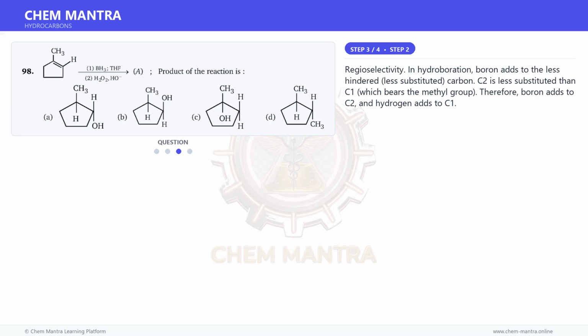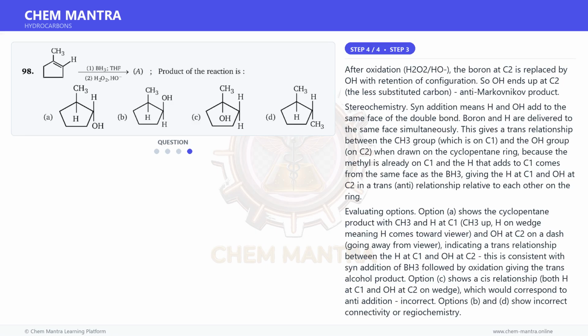Regioselectivity. In hydroboration, boron adds to the less hindered, less substituted carbon. C2 is less substituted than C1, which bears the methyl group. Therefore, boron adds to C2 and hydrogen adds to C1. And for the final step.